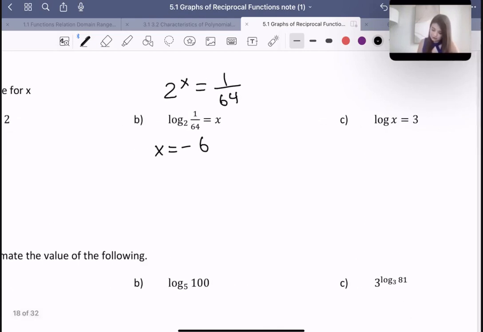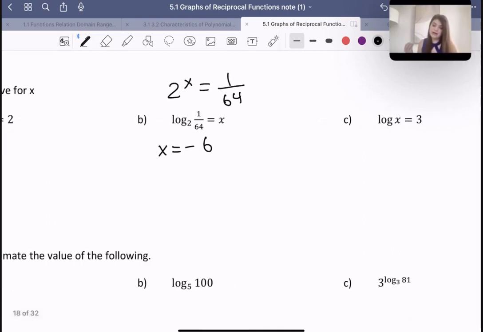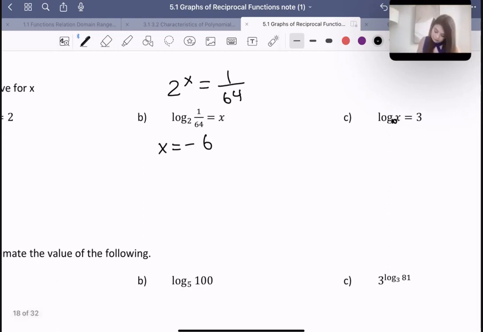All right, this one says log x equals 3. And keep in mind, whenever there's no base, that means there's a base of 10. So what they're really asking is 10 to the power of 3 equals what? Well, x is going to be equal to 10 to the power of 3, which is 1,000. And so our answer here is 1,000. Awesome.